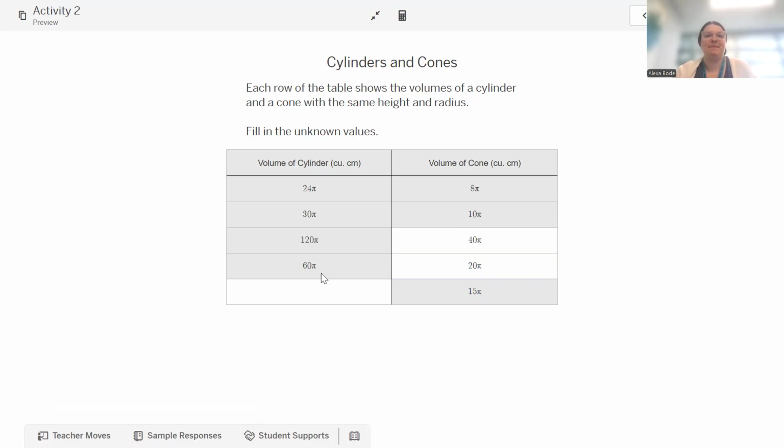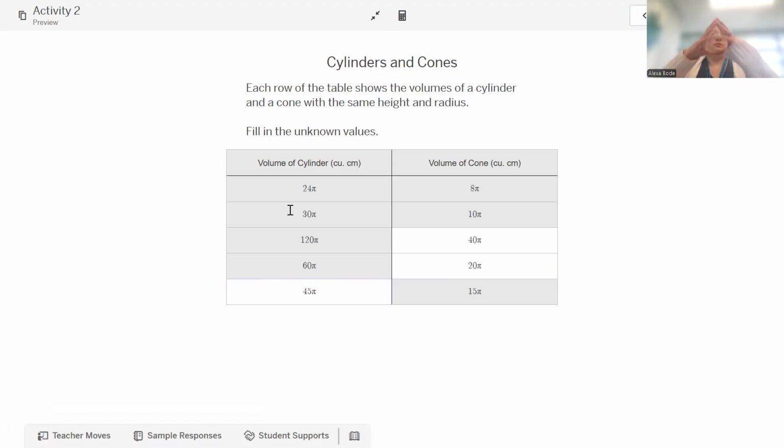And then this one is working backwards. You have a cone with a volume of 15 pi. This is going to be 1/3 of the cylinder, so we have to multiply this 15 by 3. If this cone has a volume of 15 pi, what would be the volume of the cylinder? If you said 45 pi, then that is correct. 15 times 3 is 45, so 45 pi.